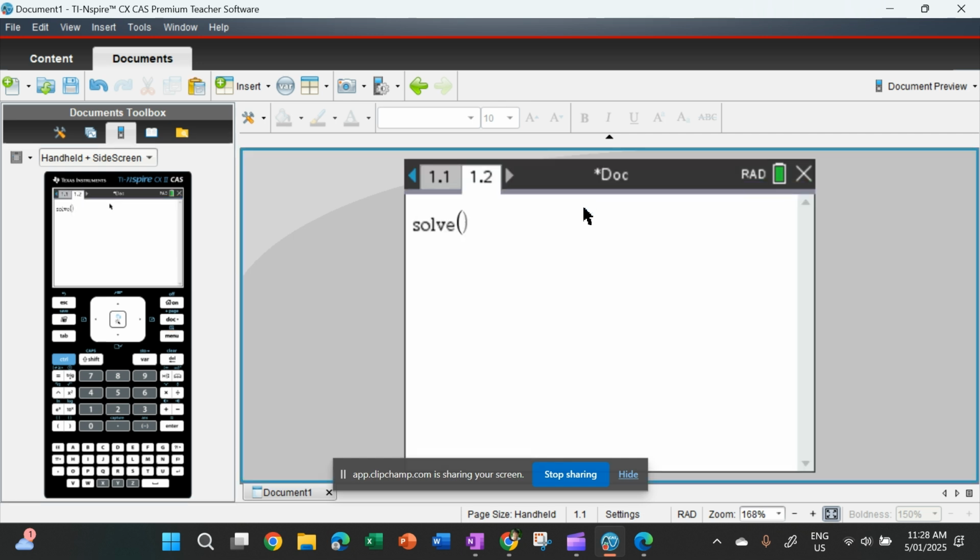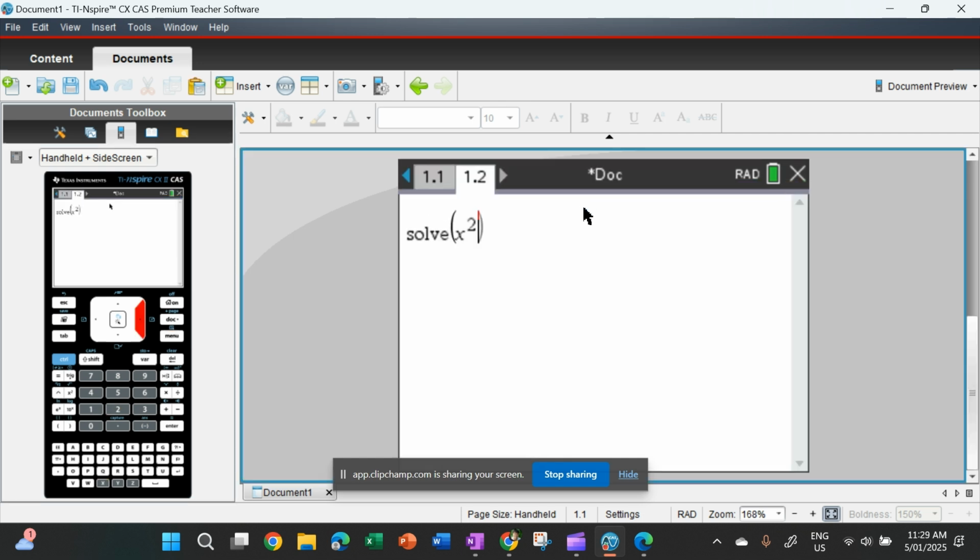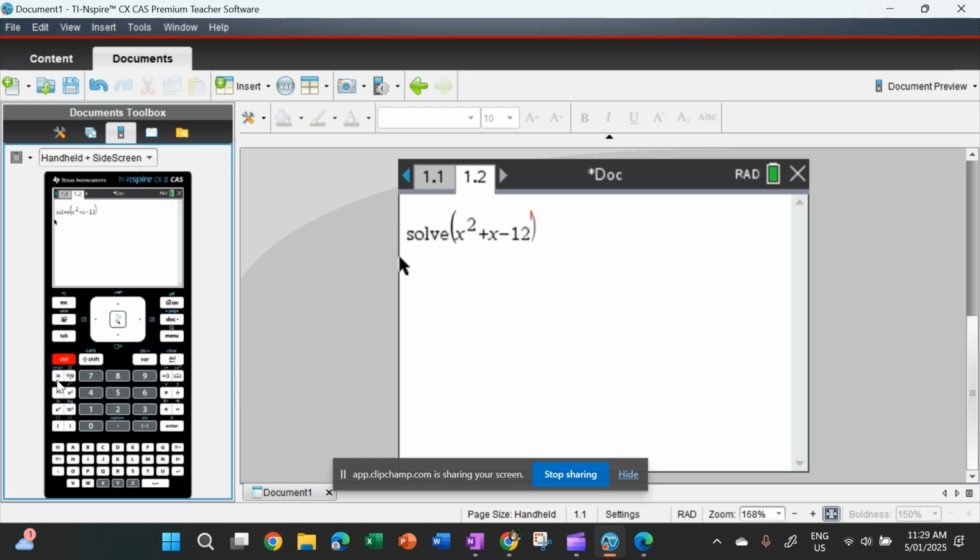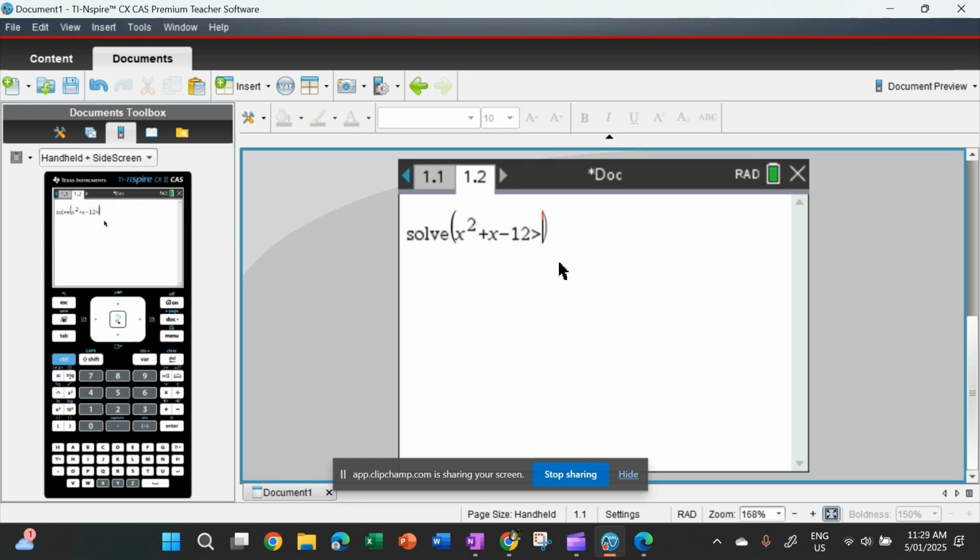So what we solve is x squared plus x minus 12. And can anyone say where to find the inequality sign in here? In your case, press control equal. You will find greater than or equal to zero, greater than zero, less than or equal. So we choose greater than zero. And because we are solving for x, we press comma x. Then we press enter.